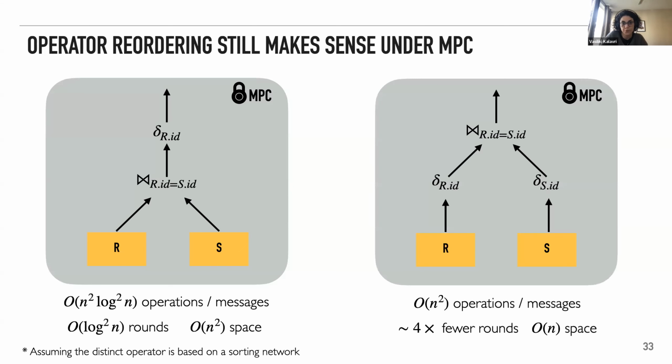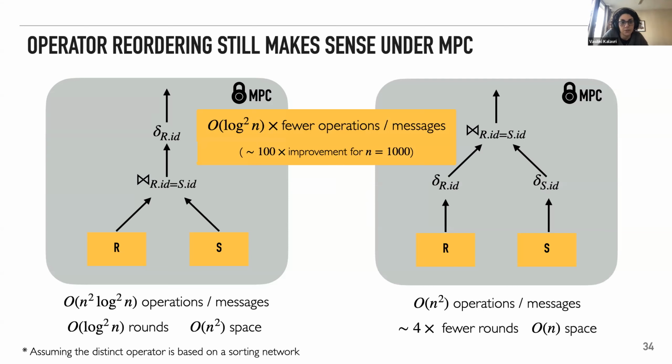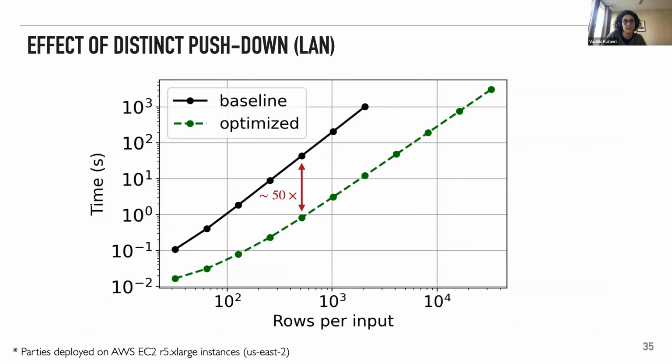But if we push the distinct down, then we can lower the number of operations and the number of rounds. So we'll have log square n fewer operations, and that in practice is around an order of magnitude of improvement. So here I show you some results in the local area network with this optimization.